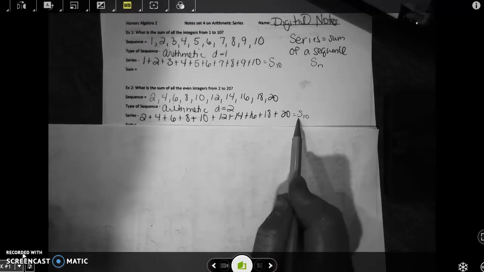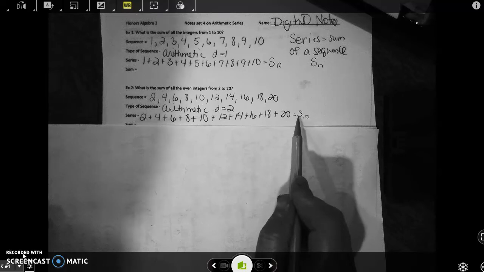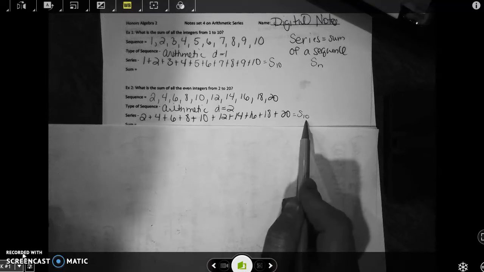I'm going to skip on down to the second one here. It says, what's the sum of all the even integers from 2 to 20? Once again, I wrote out the list of the sequence. It's arithmetic, and we know it's arithmetic because our common difference is 2. I changed all the commas to addition signs, and when I did that, I have made a series. And notice I use the notation capital S sub 10 because there's 10 terms in this series.